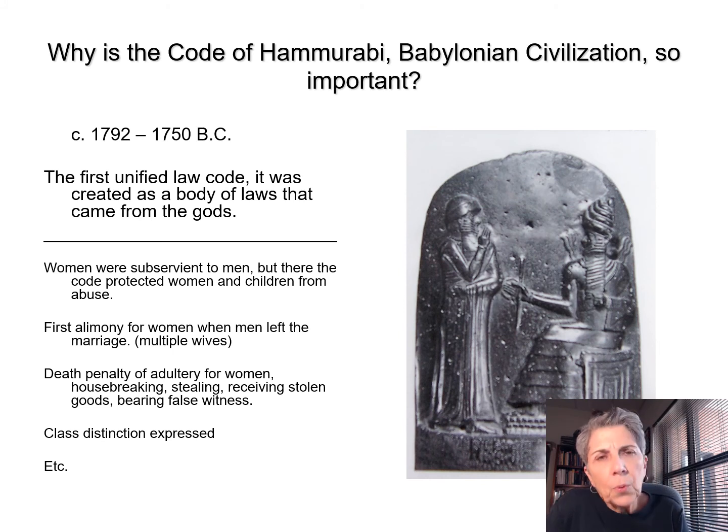So that's very important. The Babylonians are high culture, and they developed Hammurabi, King Hammurabi, the first unified law code, and that still exists.